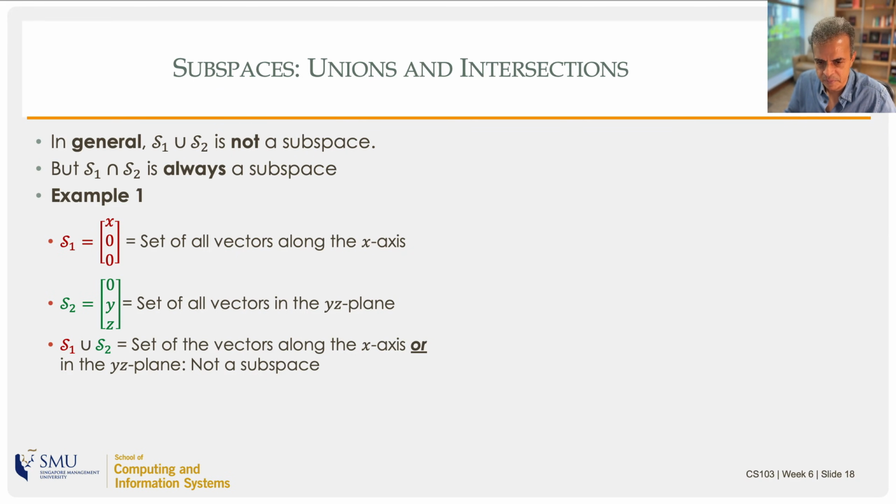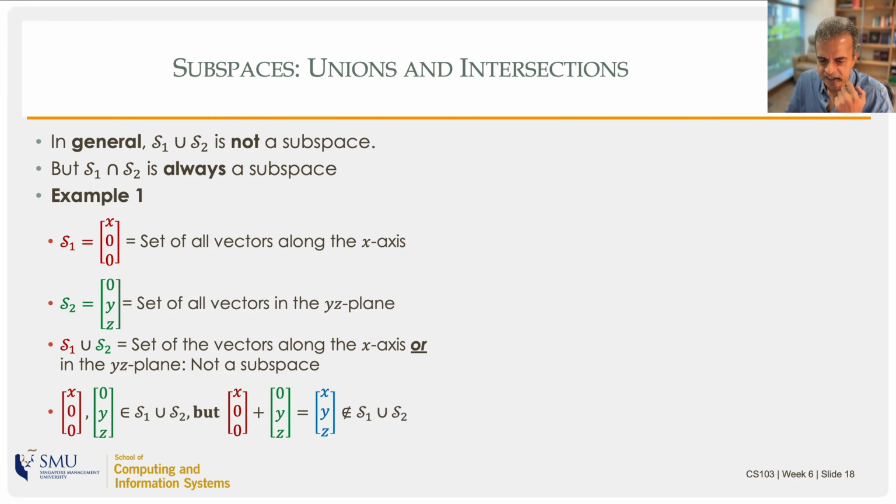It's not a subspace because if you take two vectors, say (1, 0, 0) and (0, 1, 1), and add them up, you get (1, 1, 1). Is it part of S1? No, because the second and third elements are not 0. Is it part of S2? No, because the first element is not 0. So it's not part of either. That means it cannot be part of the union either. So for that reason, in general, unions are not subspaces.